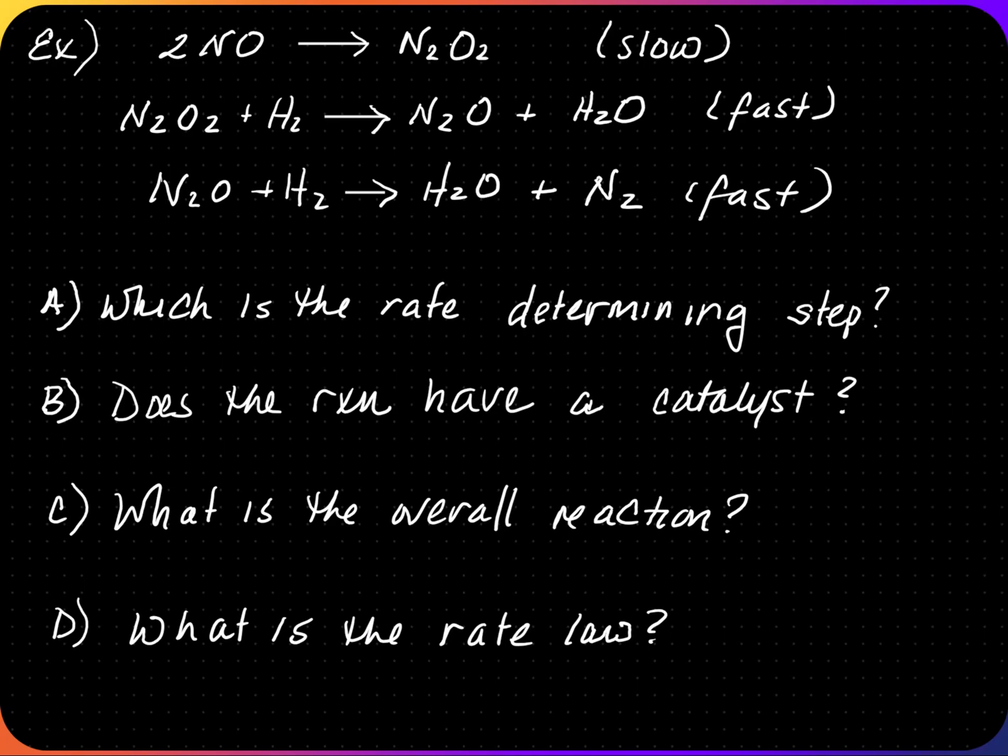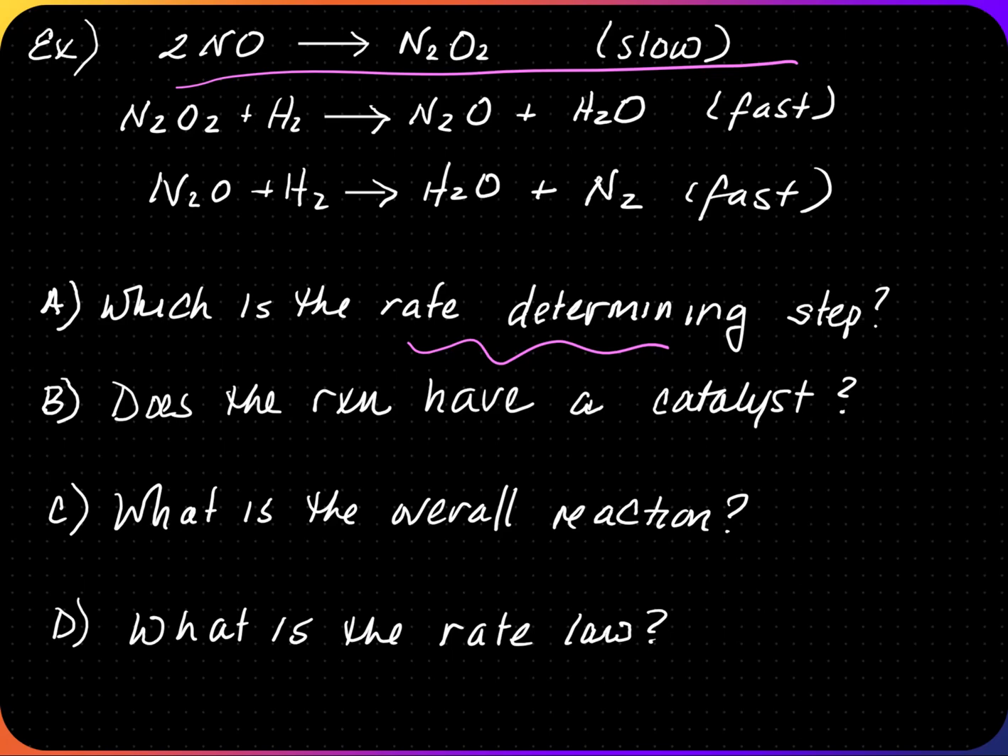So this mechanism has 3 elementary steps. The first one is the slow step, and the next 2 that follow are fast. When we do reaction mechanisms, we always look for the slow step because anything after the slow step we ignore. For A, what is the rate-determining step? It's going to be step 1 because it's the slow step. The reaction cannot go any faster than what is happening in the slow step.